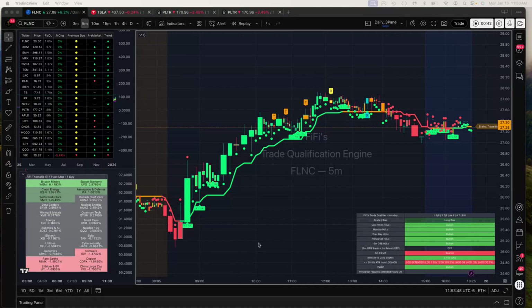There are four main layers to it. Number one is the trend spine. This is really the core regime guide. This is going to tell you green, okay, we're trending up and we're bullish. Yellow is transition, we're a little bit chop, and then red is like okay, there's selling pressure.